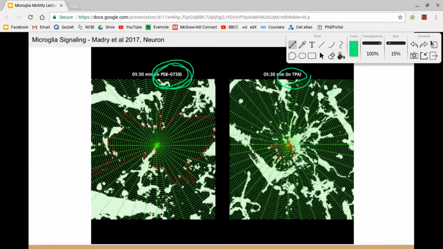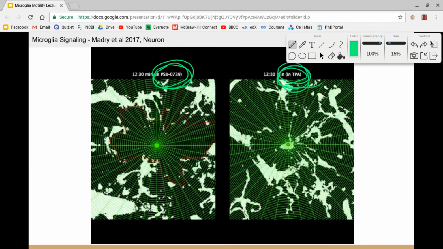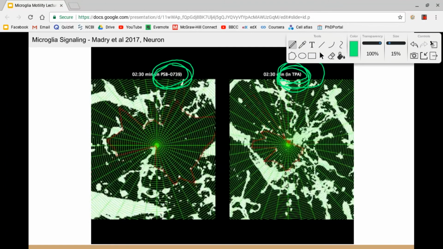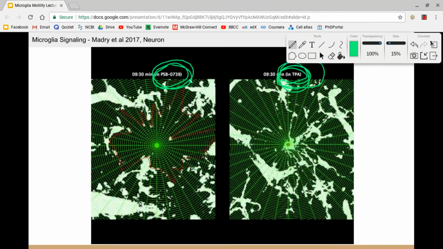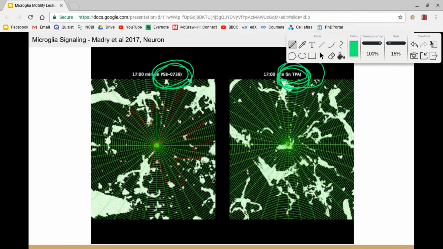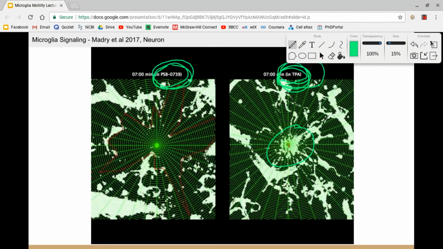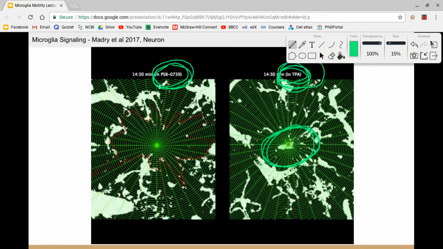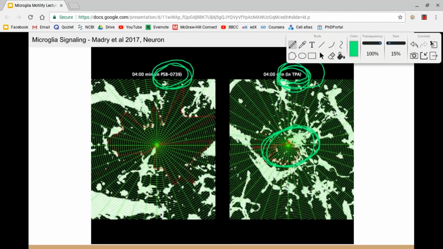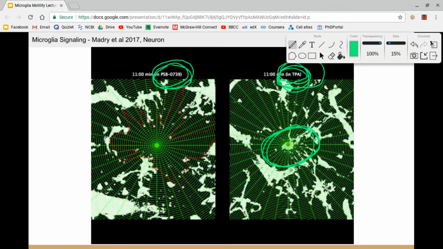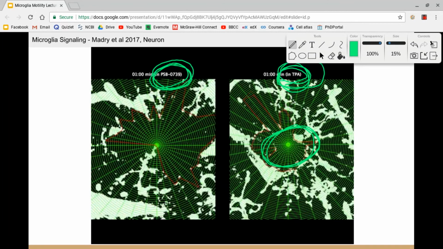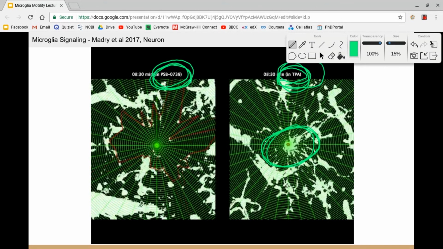Over here we see the inhibition of microglia with TPA. TPA inhibits THIK1 channels. We see that the motility is pretty much unaffected. So THIK1 is not needed for motility, but the ATP receptors are needed for motility.